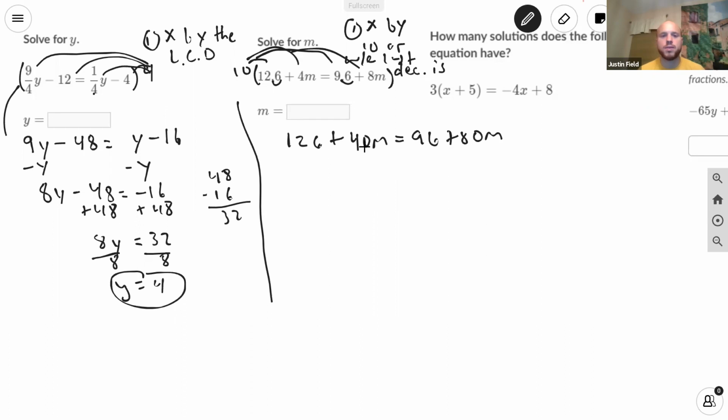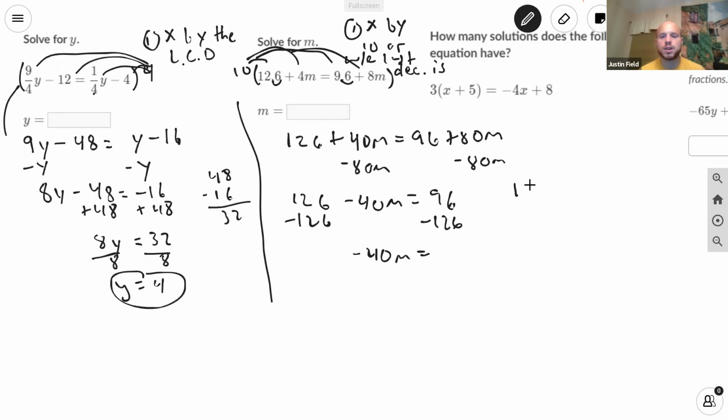Now we get the variables on the left. I just like to always get my variables on the left, but you can get them on the right if you want. That's fine. So, right equals 96. And then we want to subtract 126. And we get -40m equals, all right, so one number is positive, one is negative, so I want to subtract those numbers.